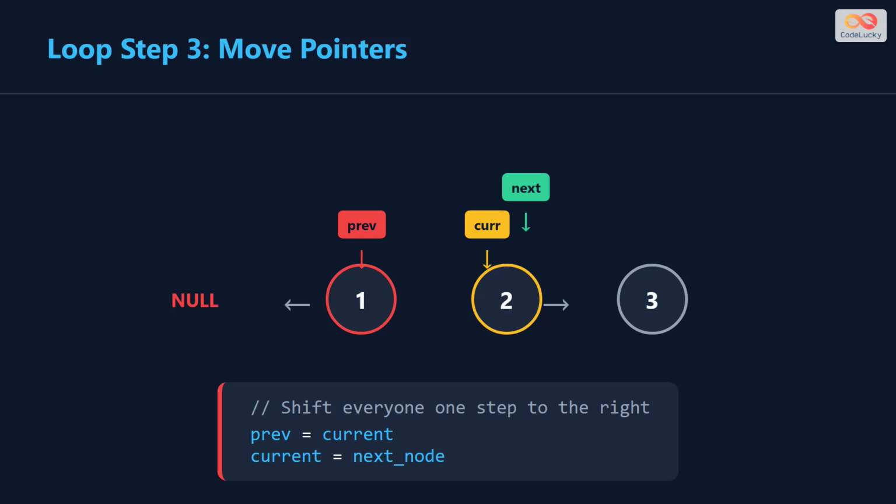The job is done for this node, so we move forward. Previous moves to where current is, and current jumps ahead to the next node we saved earlier. We are now ready to repeat the process for the next node.